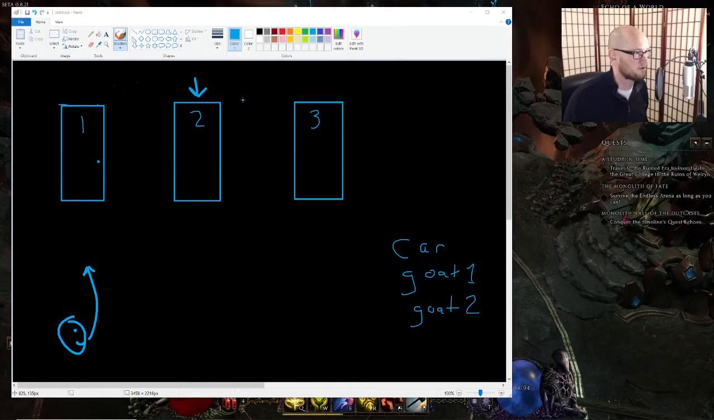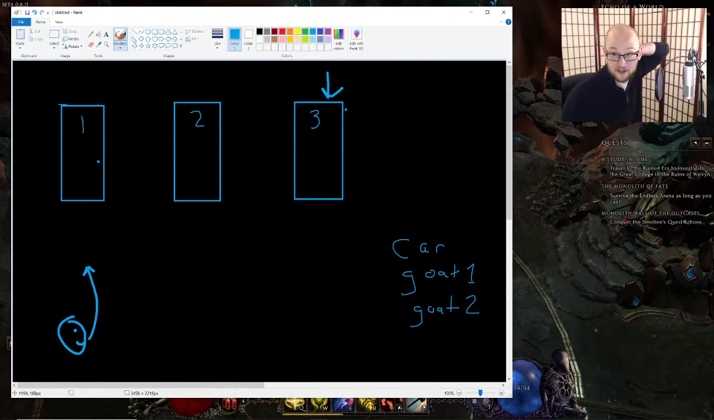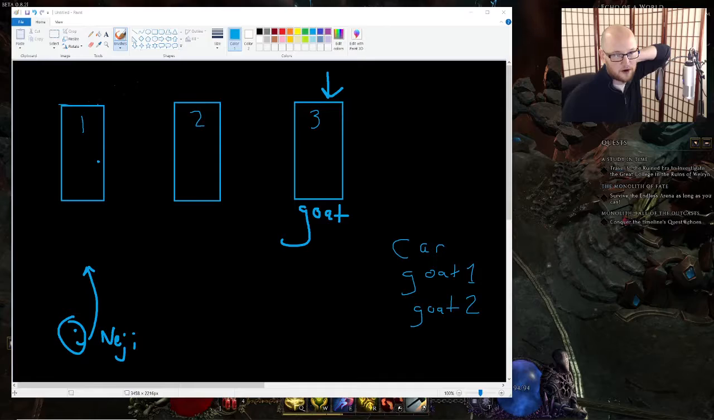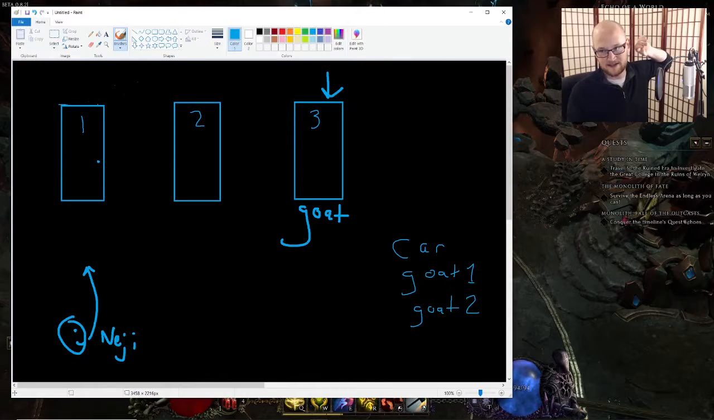Okay, I'm gonna follow along with the example here. So I'm gonna open up door number 3, which has a goat. So there's a goat right here, okay? And Neji wants this. He says to you, do you want to switch to door number 2? Okay, so I'm gonna close my second monitor here.